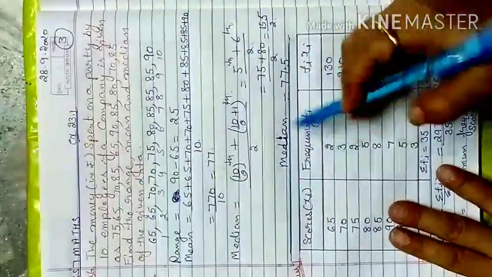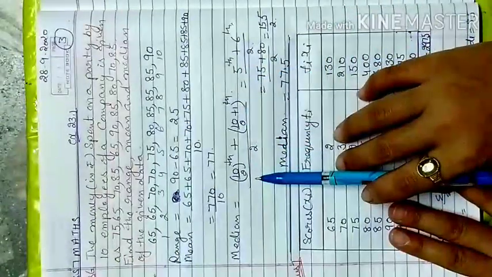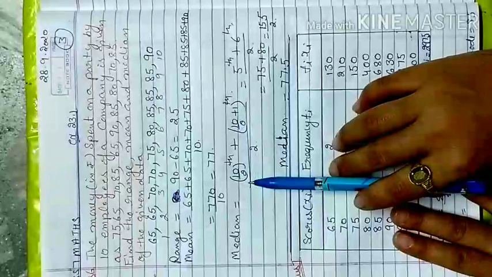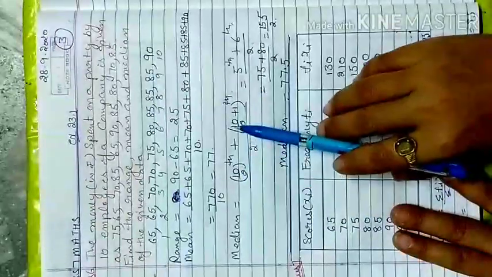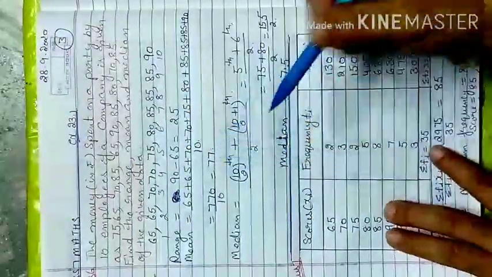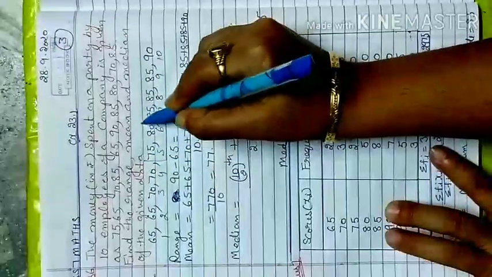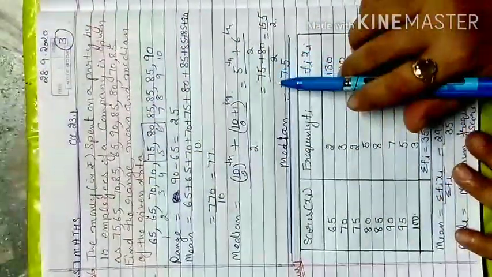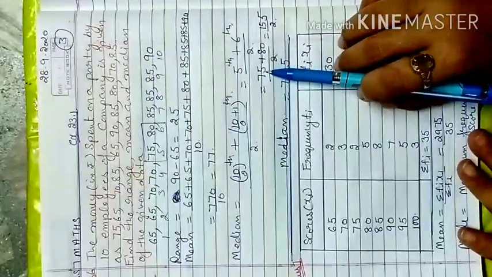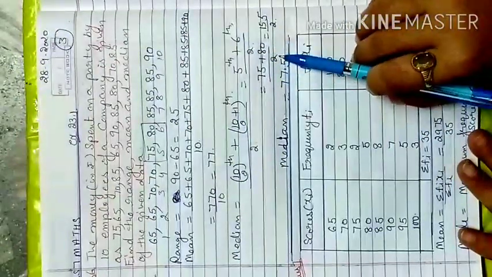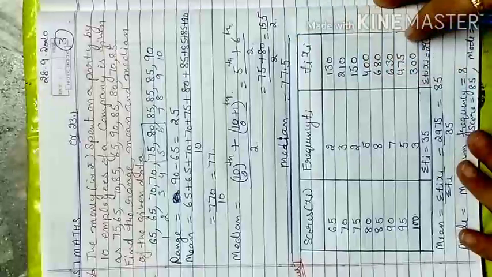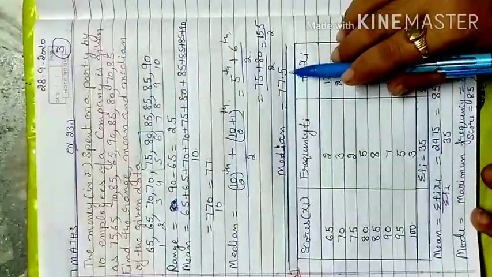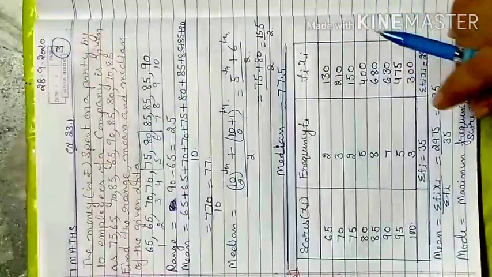If there is an even number of positions, my formula for the median is: how many numbers are there, divide by 2, so 10 by 2th position and 10 by 2 plus 1. That gives you the 5th and 6th positions. These 2 positions are the middle positions. Now you replace the positions with the values: 75 plus 80 divided by 2 gives you 155 by 2, and after dividing you will get 77.5, which is your median.